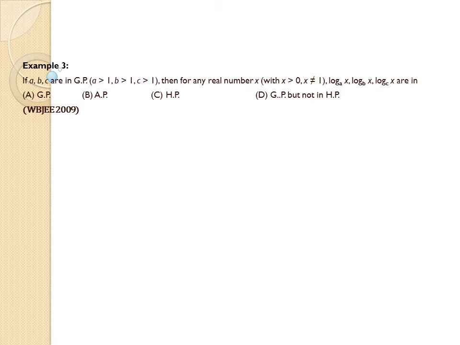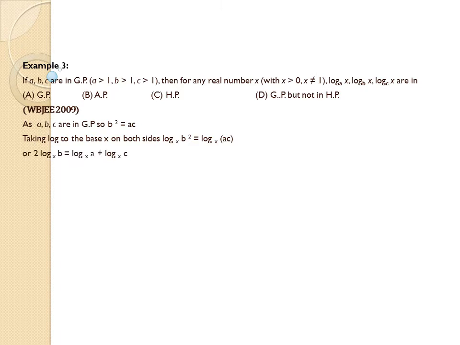If a, b, c are in GP, the first thing I will write is b square equal to ac, because that is my common thing. So taking log to the base x on both sides, log to the base x of b square equals log to the base x of ac. So that means 2 log b to the base x on the left hand side. In the right hand side, the product can be simplified to a summation: log a to the base x plus log c to the base x. So I can see that log a to the base x, log b to the base x and log c to the base x, these three terms are in AP.